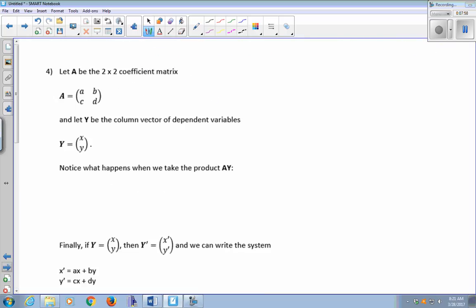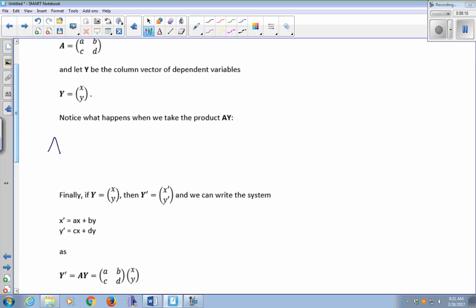So A is a 2 by 2 coefficient matrix, A, B, C, D. Bold Y, that's going to represent the column vector of dependent variables, X and Y. So let's see what happens if I multiply A times Y, right? I have A, B, C, D times X, Y.